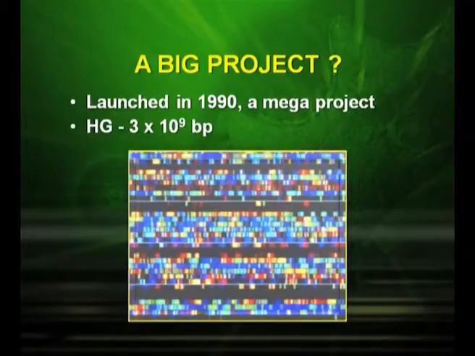The Human Genome Project is a big project. It is also called the mega project. The human genome, as it is known, contains 3 into 10 raised to the power 9 base pairs, and this project was launched in 1990.